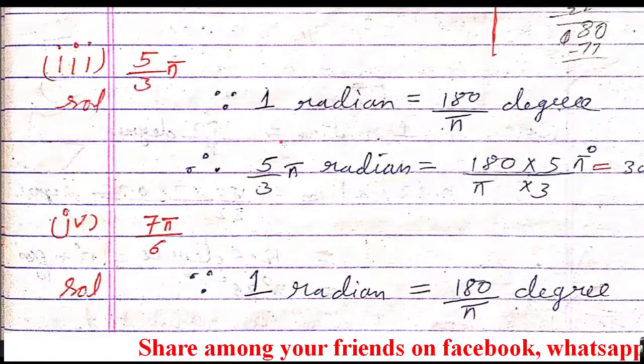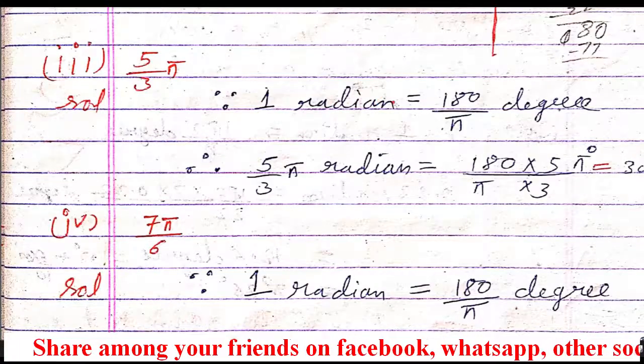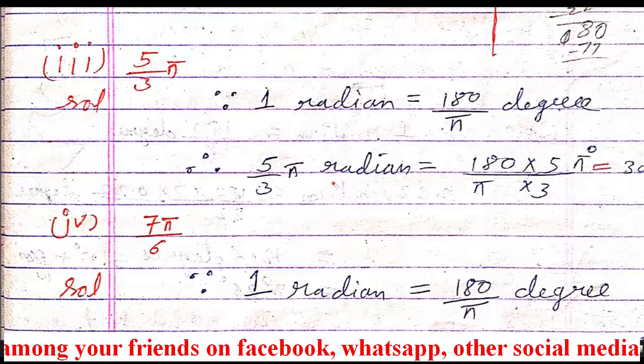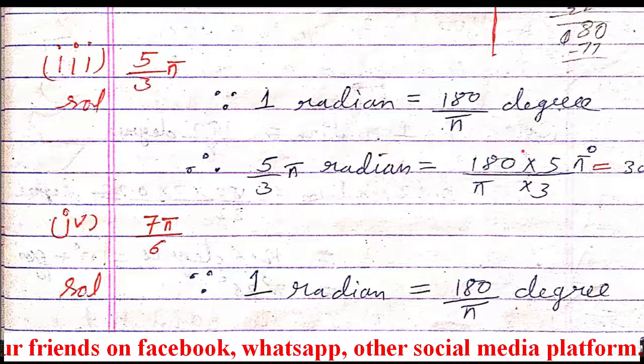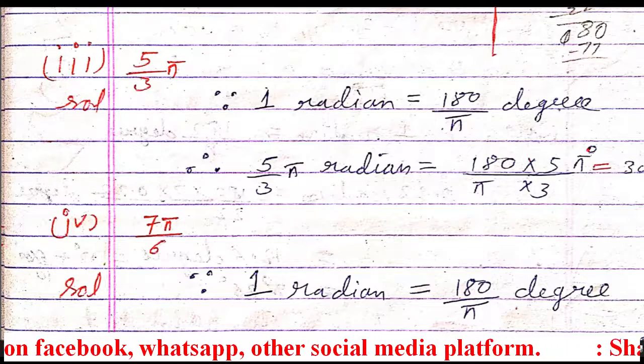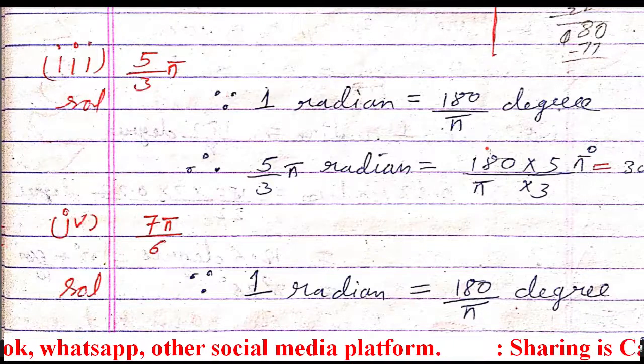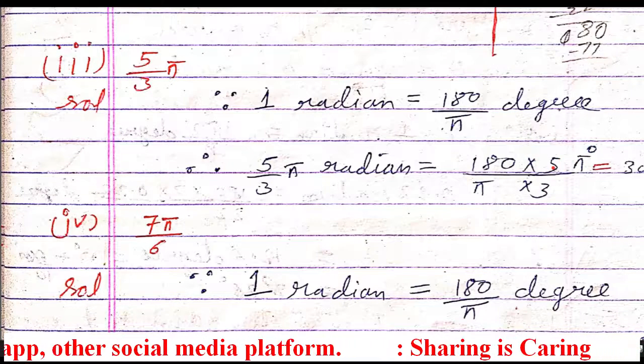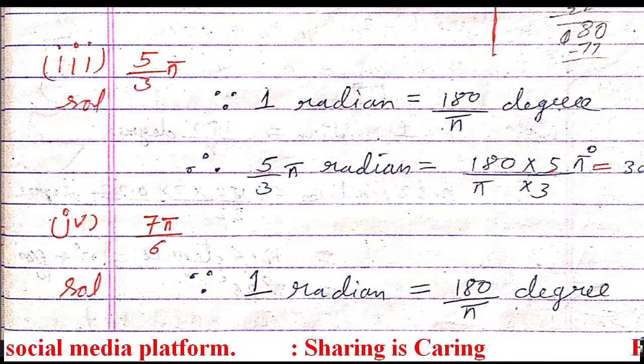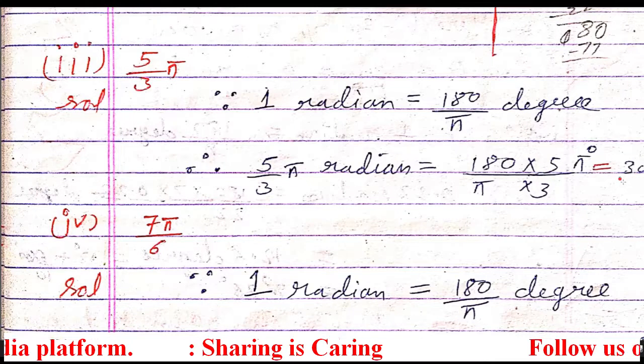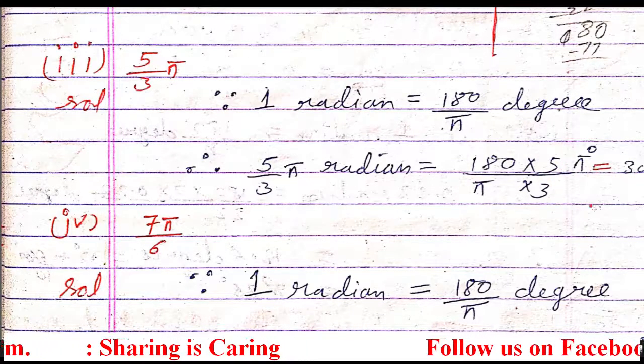Now we'll move to the third part. In the third part we have 1 radian is equal to 180 upon pi degree. So this much radian, we'll multiply them. So pi and pi directly got cancelled, and 60 multiplied by 5 is 300. It did not get printed here properly, you just write it down by yourself.